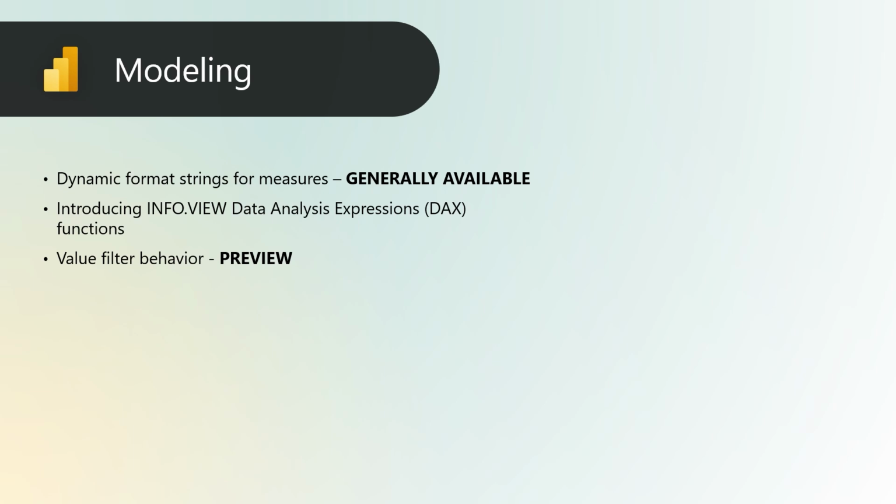Based on the measure value, filters applied, and/or to add additional information such as units. We're also introducing 4 new INFO.VIEW data analysis expression functions. DAX Query View introduced new DAX functions to get metadata about your semantic model with the INFO DAX functions. And now 4 of these functions are available as INFO.VIEW DAX functions, which convert IDs to friendly names and can be used in calculated tables of the semantic model in addition to being able to run them in DAX Query View.